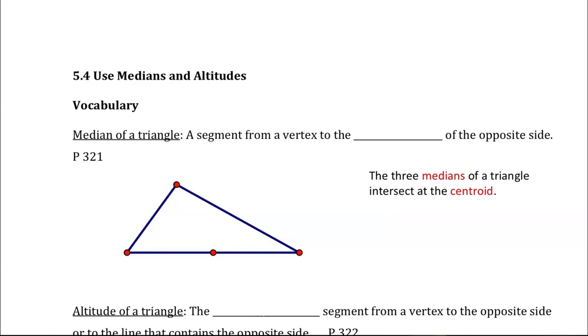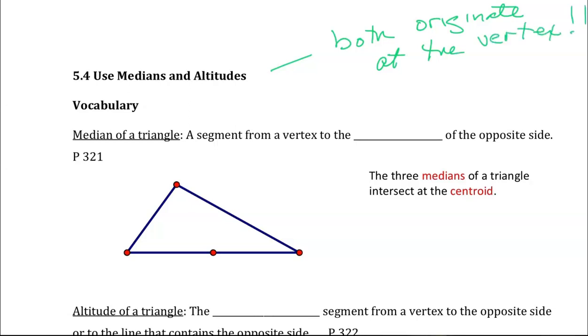Hey, in this video, we're going to go over the 5.4 notes and the 5.4 homework. So in this section, we're going to use medians and altitudes. Key thing, both of these originate at the vertex. Those are the corner angles of a triangle. So both of these start there.